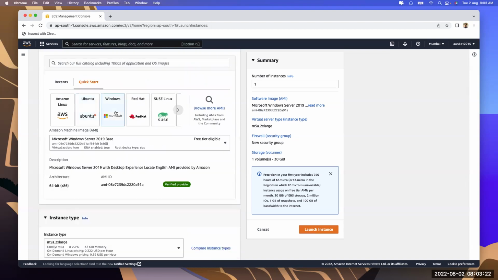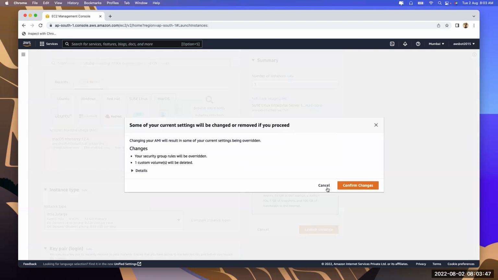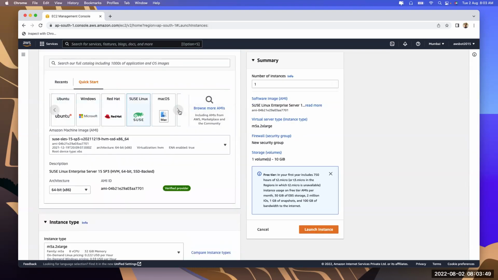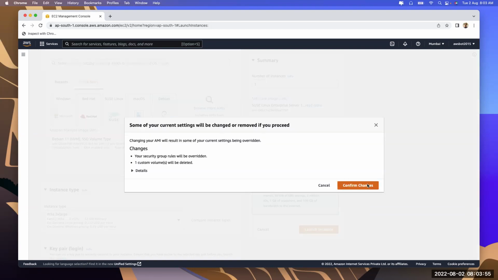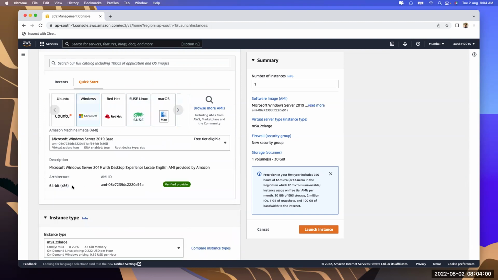Also, I would want to believe that you understand that if I go for Microsoft, I do not see any option of the architecture coming up. I do not see x86 or ARM, rather I only see x86. Similarly, inside Ubuntu, I will see both x86 and ARM. Linux, I will see both. RHEL, I will see both. SUSE, I will see both. And if you go here, Mac OS, over here, I cannot see, because Mac OS gives me only one type of instance, Mac OS itself. Similarly, Debian over here will give me both x86 and ARM. However, Microsoft only gives me x86.